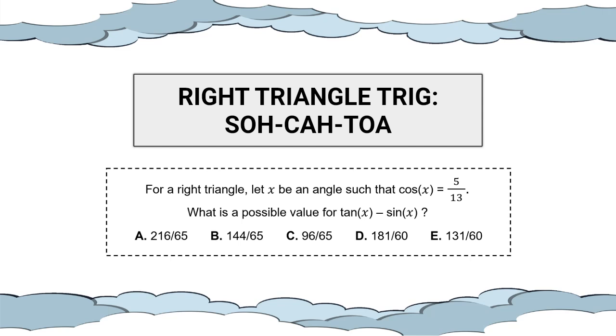For this ACT math problem, we're going to take a look at right triangle trigonometry. And this is the problem we're going to look at. So for a right triangle, we'll let x be an angle such that cosine of x is 5/13. What is a possible value for tan x minus sine x?